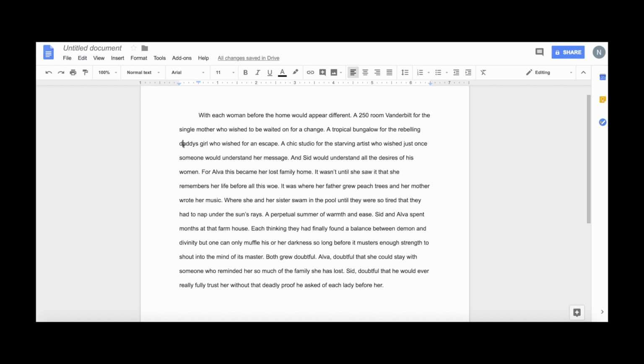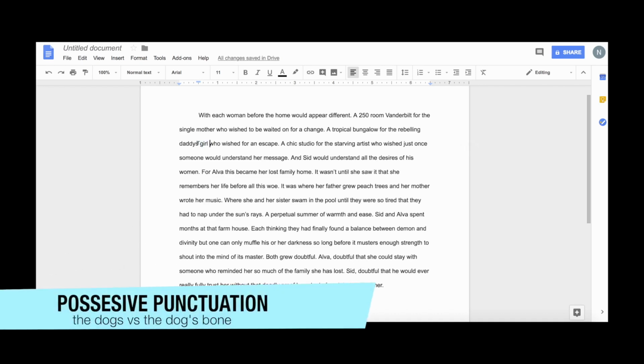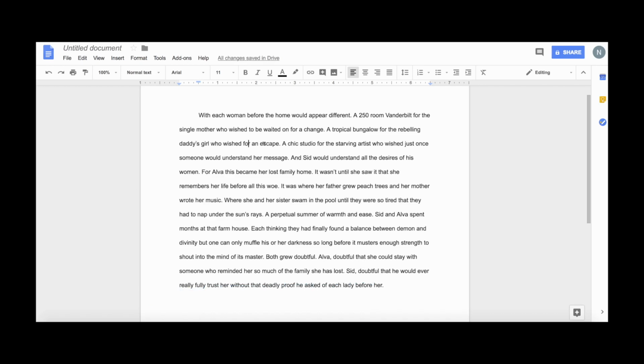Here, this daddy's is in reference to the girl here, and this is possessive. So we want to add an apostrophe before the S. Whenever you have someone or something possessing another thing, like a characteristic or another object, you want to add the apostrophe before the S. So moving on, a chic studio for the starving artist who wished just once someone would understand her message.